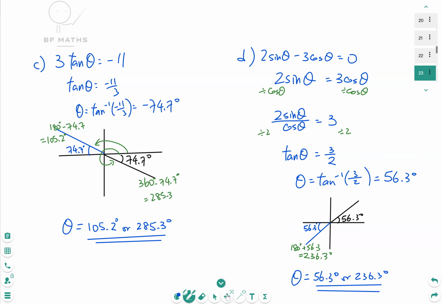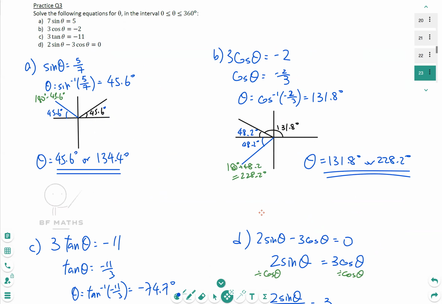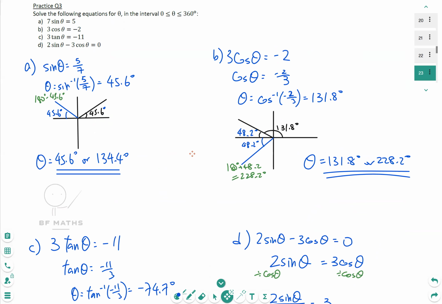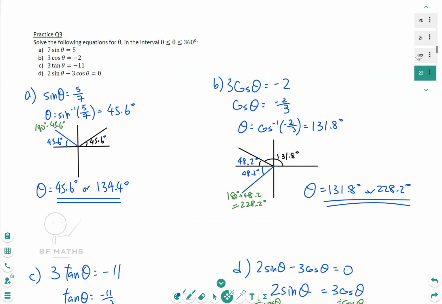Okay, for D, slightly more complicated, but it's not undoable. Rearrange it, make it 3 cos theta, and then divide, etc. You make tan theta equals 3 over 2, inverse tan, 56.3 degrees. For tan to be positive, reflect in the tan quadrant, and you get your two answers. Hopefully by using these four questions, you are more familiar with trig equations, because these will become quite fundamental moving forward. And this could essentially be a 3 mark or 4 mark exam question in the beginning.